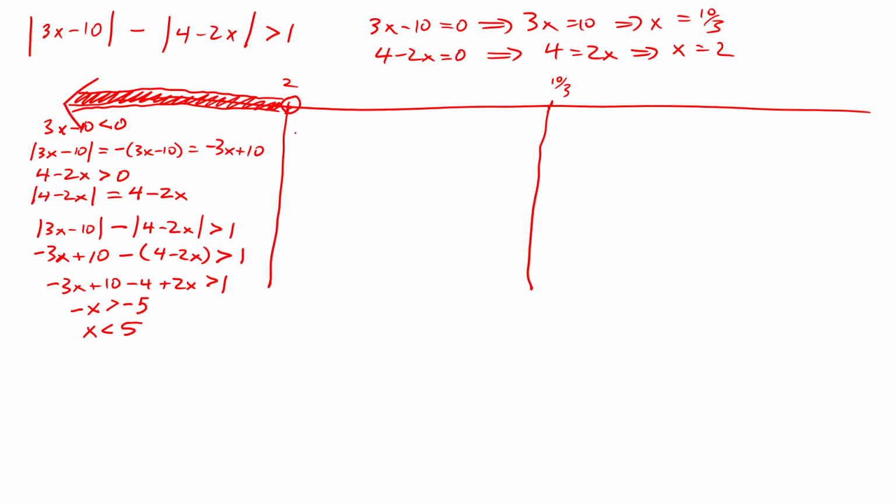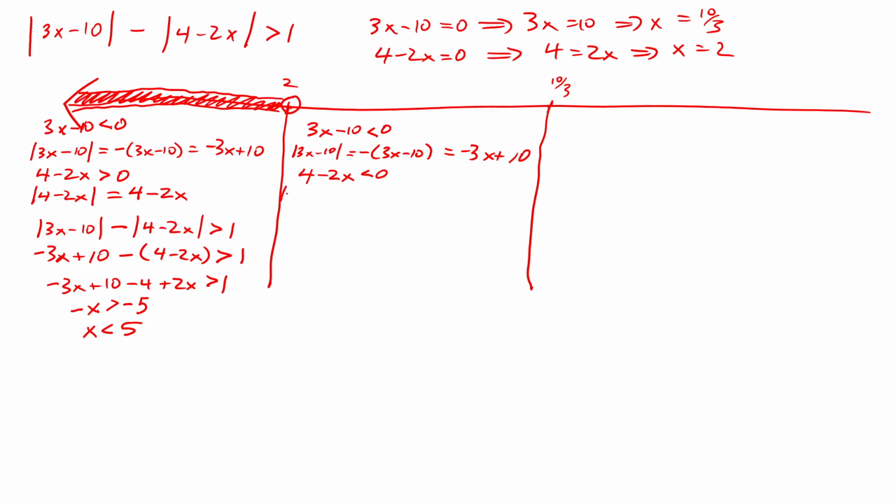Now, in between 2 and 10/3, think of a number, for instance, 3. If we evaluate 3x minus 10, we'll get a value less than 0. For instance, 3 times 3 minus 10 is less than 0. Well, that means that the absolute value of 3x minus 10 is going to equal the negative of 3x minus 10, which is negative 3x plus 10.